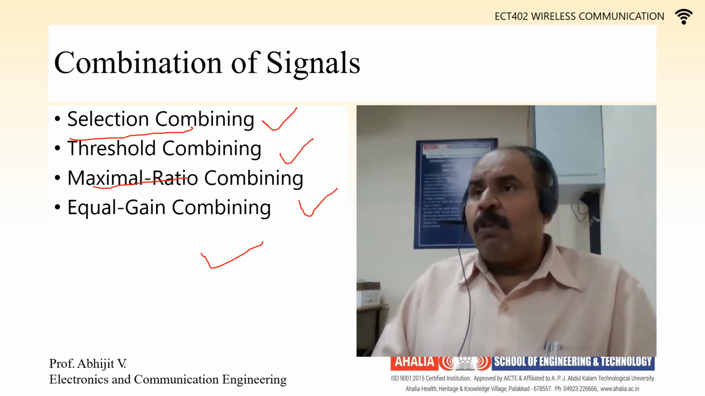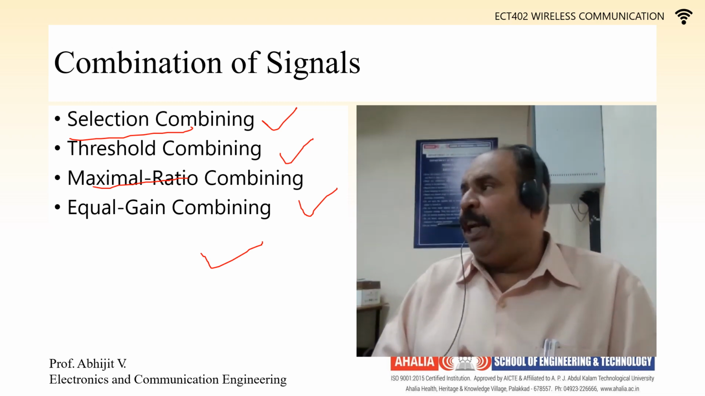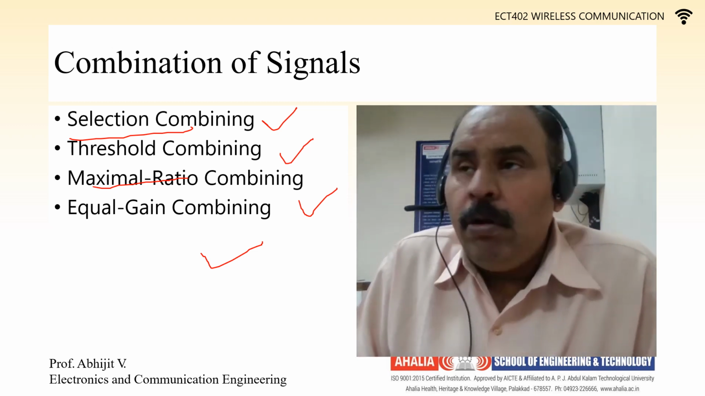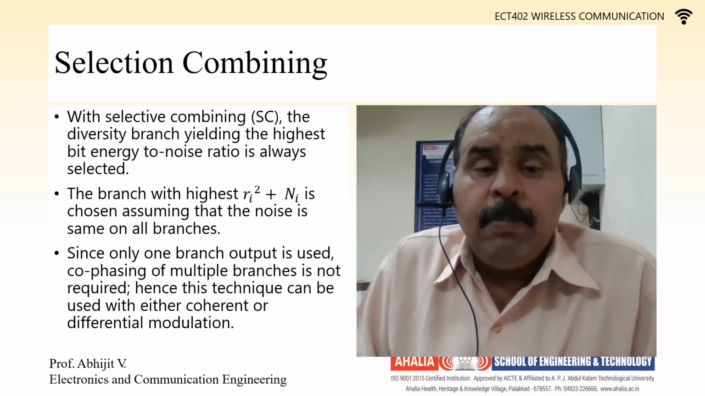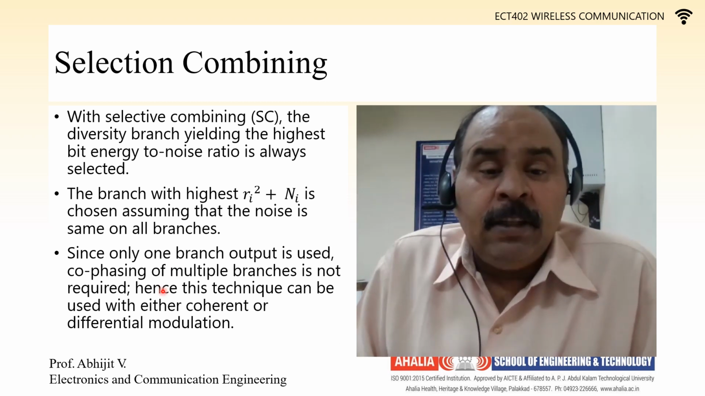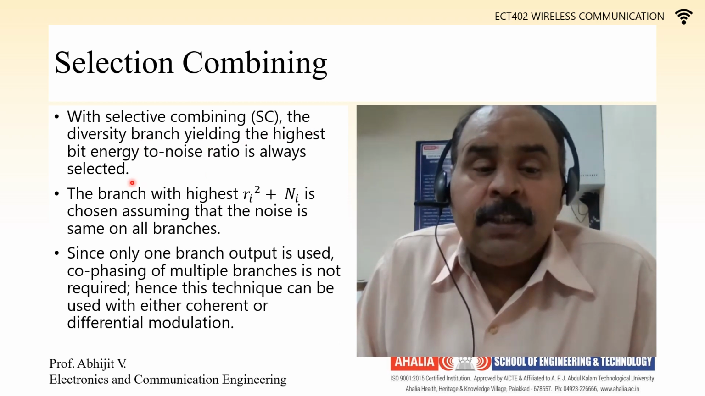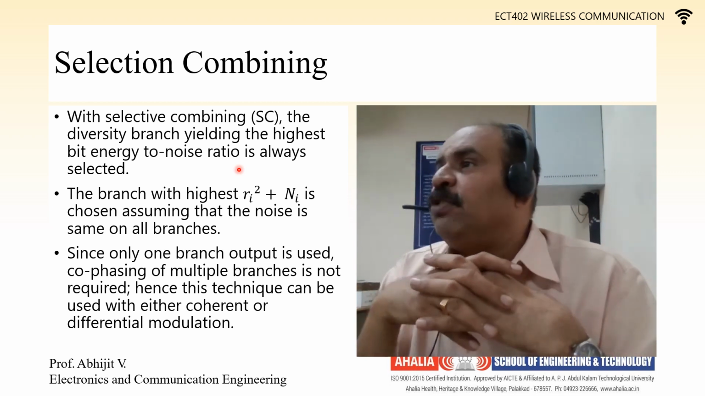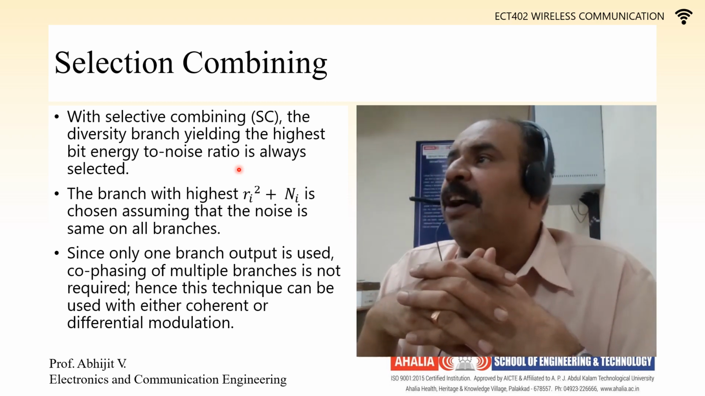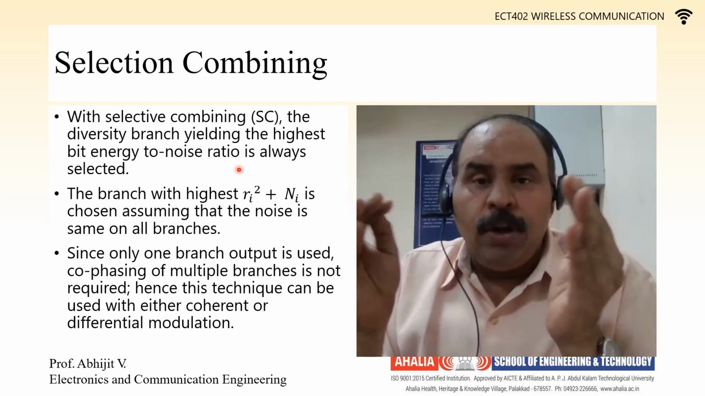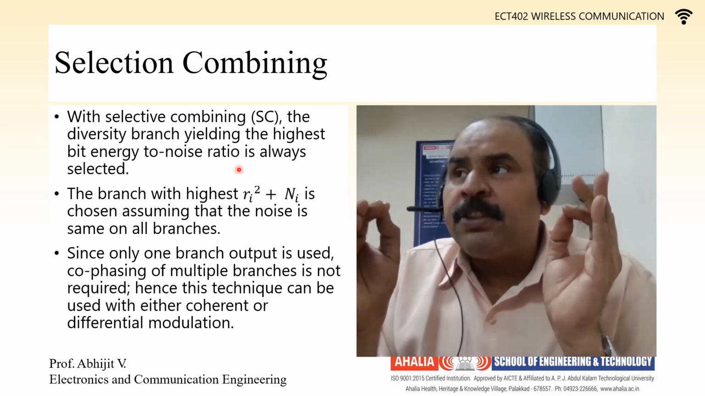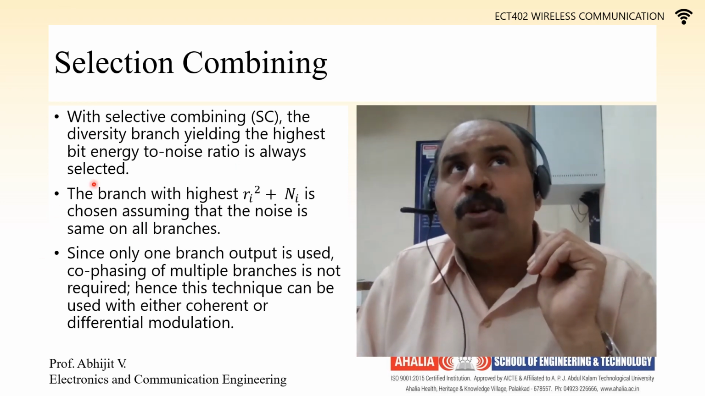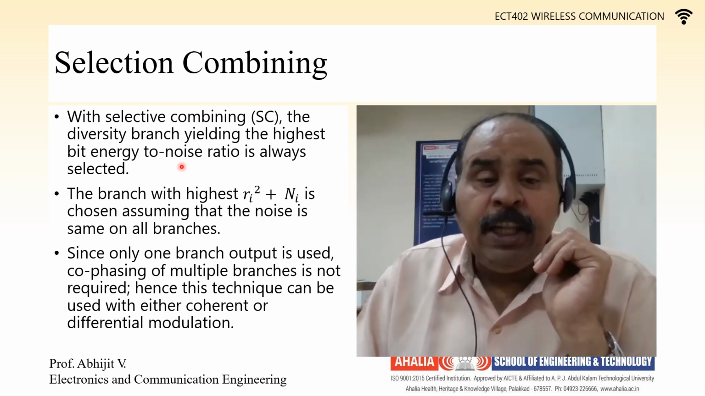In today's session, due to shortage of time, we will be winding up with selection combining. Let us see what is selection combining. With selective combining, the diversity branch yielding the highest bit energy to noise ratio is always selected. We have a good number of signals being received at the receiver's end. So in selection combining, we are going to select the best signal out of the received signals, the signal with the highest signal to noise ratio, Eb by N0.